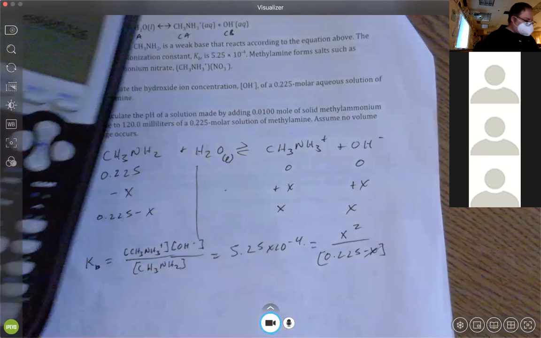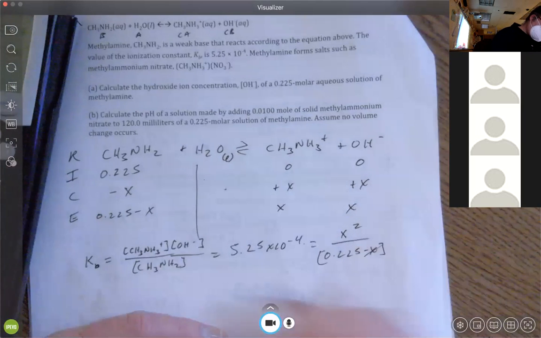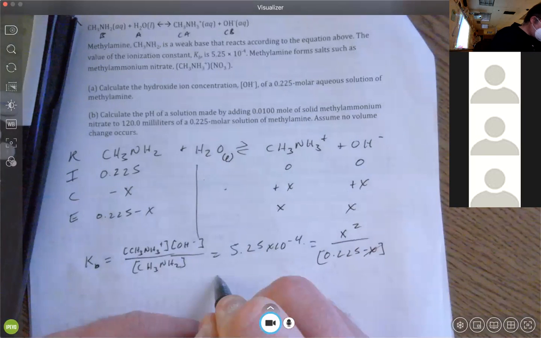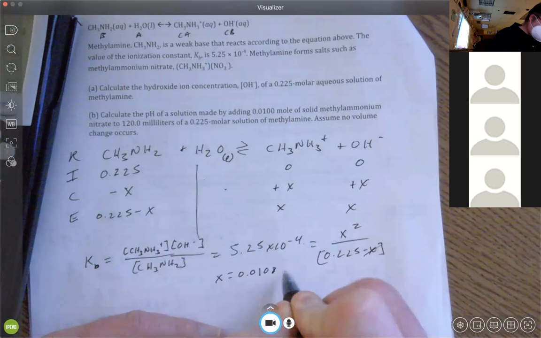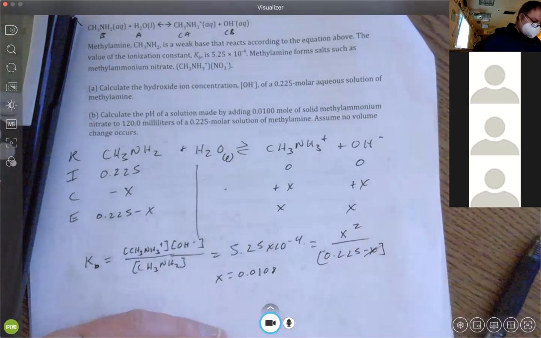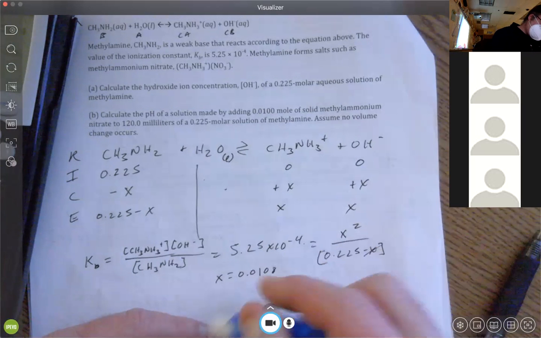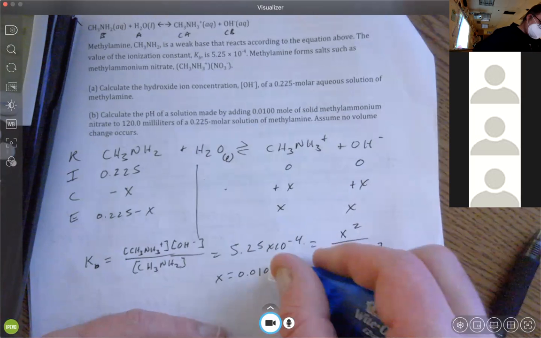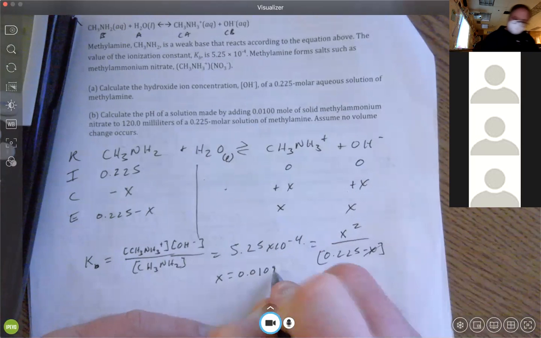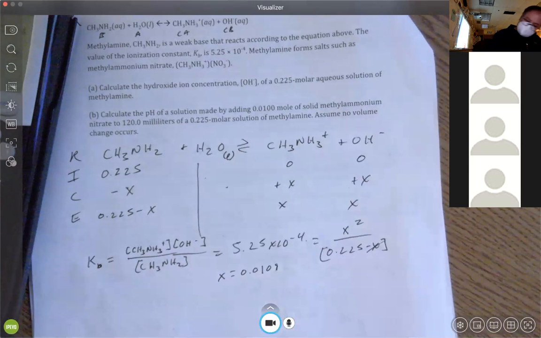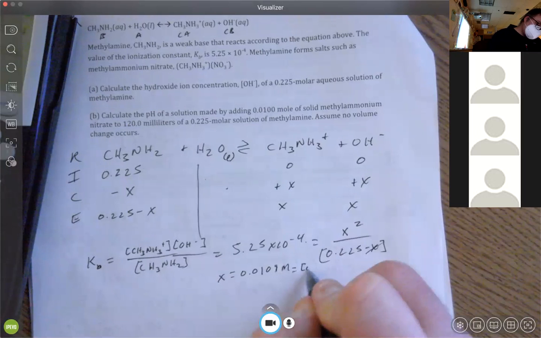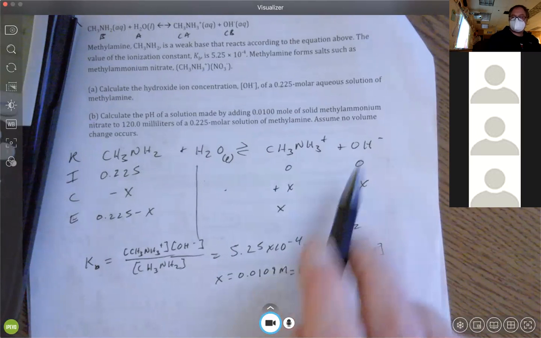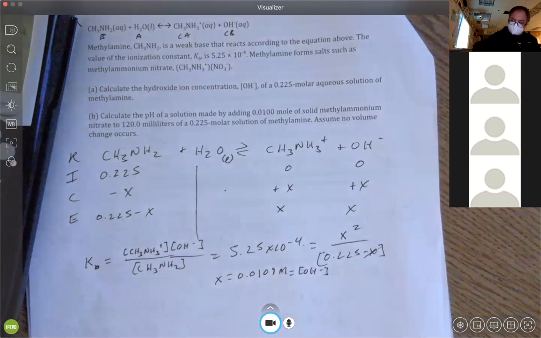I got 0.01089. I'm sorry, 0.0109. That is x, so that is our concentration of hydroxide ion. Cool. If we were asked to find the pH here, what would we do?